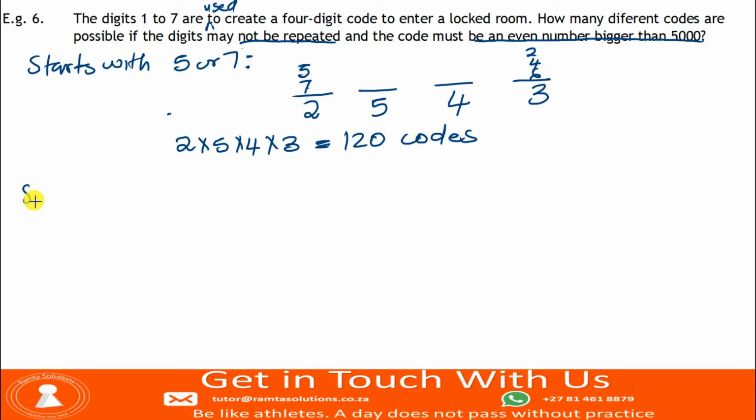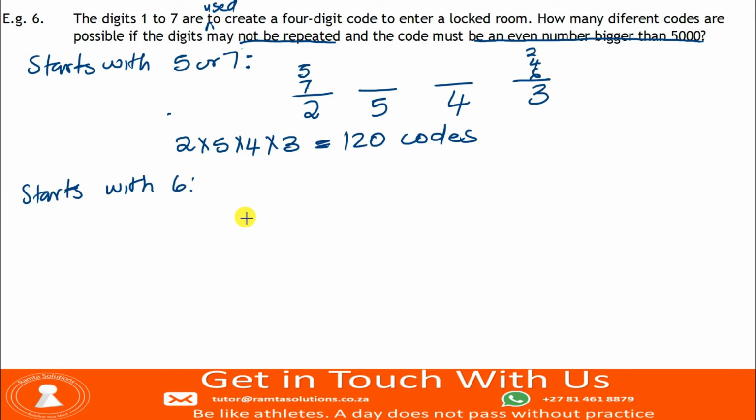Now, what if it starts with 6? Remember, the temptation here was, if you say 5, 6, 7, it will not end with a 6, it will end with a 2 or 4, since numbers may not be repeated. Hence, I've taken 5 and 7 instead of 5, 6, 7.